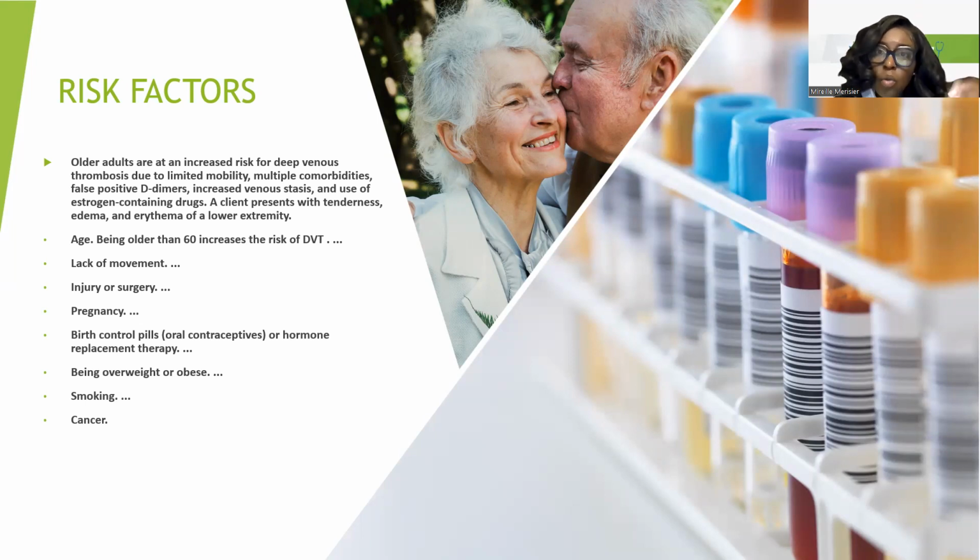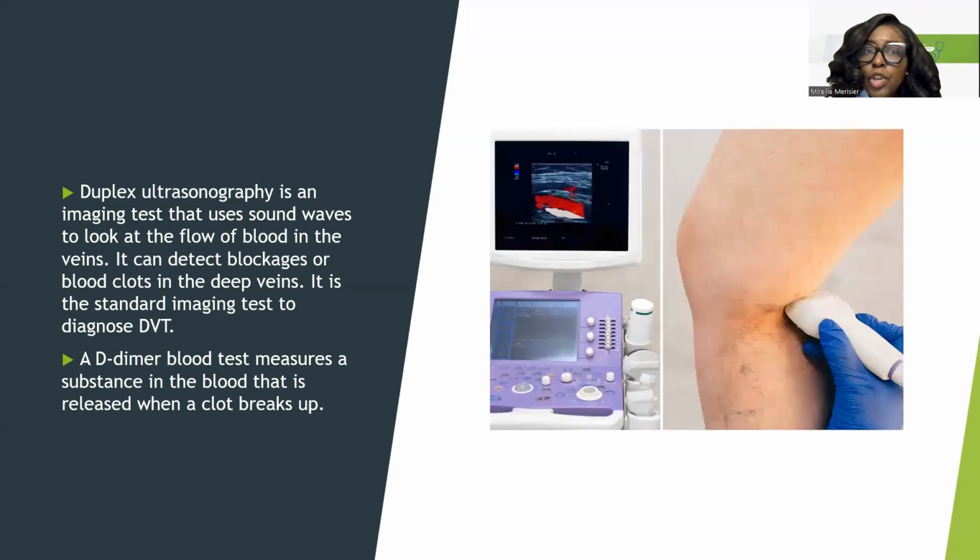When you're studying, who gets this? And make sure you understand what? How things are diagnosed. How is a DVT diagnosed? Besides the signs and symptoms, they're going to send them for what? A duplex ultrasound. So it's an image and it creates all those waves and it shows the blood flow in the vein. So it can detect those blockages. So it's the standard imaging test for a DVT.